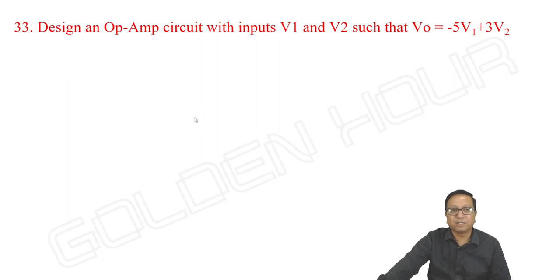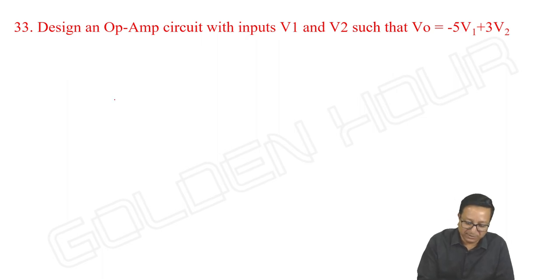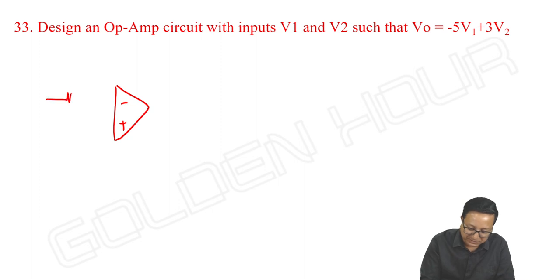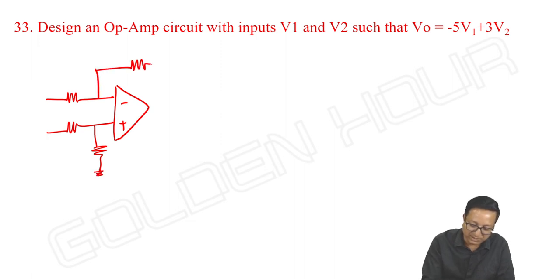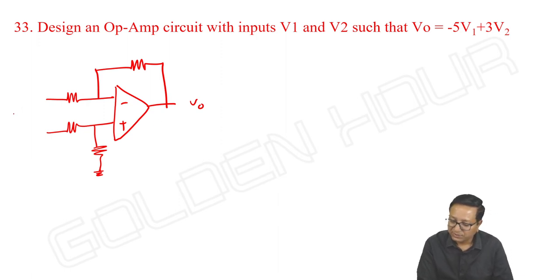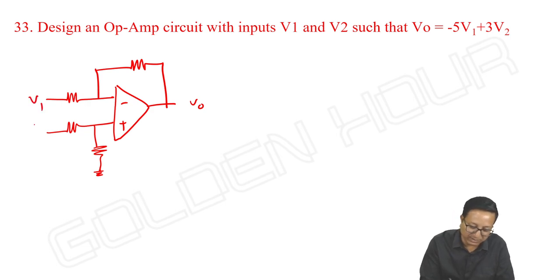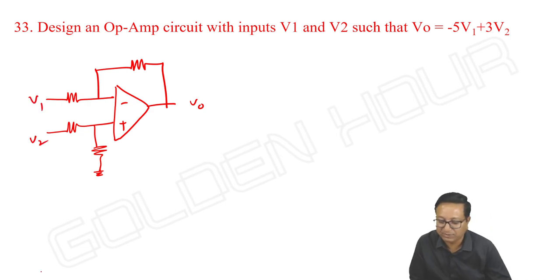Design an op-amp circuit with inputs V1 and V2 such that V output is equal to minus 5 times V1 plus 3 V2. So what we can do, such things are possible with the two inputs being given to the inverting and non-inverting terminals. Minus 5 V1: let me take V1 to the inverting terminal and V2 to the non-inverting terminal.